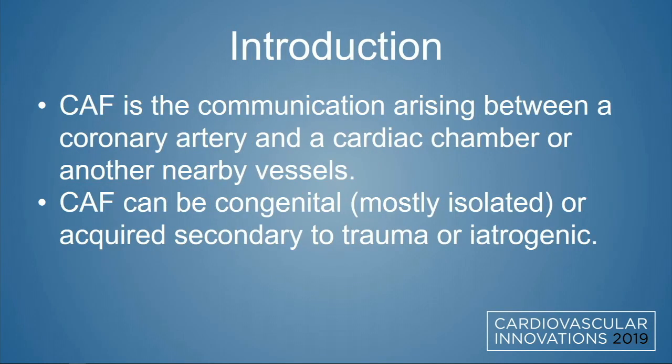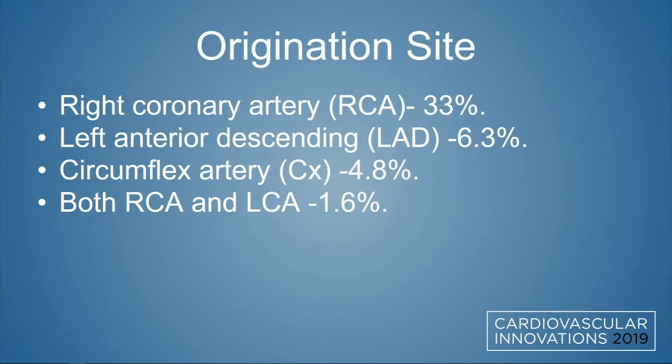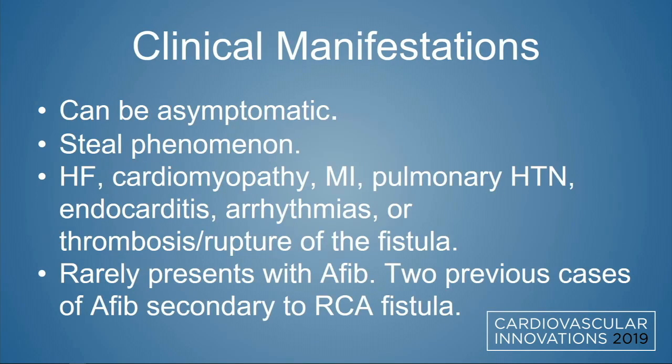A little bit about coronary artery fistula. This kind of coronary artery fistula, called cameral coronary artery fistula, arising from coronary artery draining into cardiac chambers, can be congenital or acquired. The most common origination site is the RCA, and the most common termination site as well is the right ventricle. Clinical manifestation can be symptomatic versus asymptomatic.